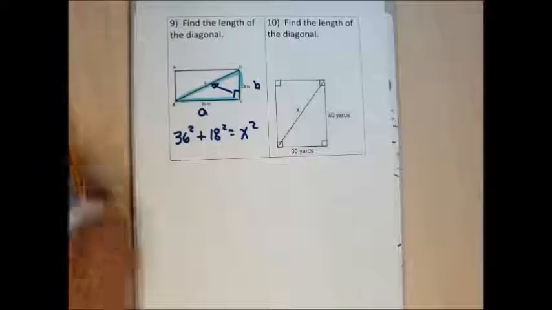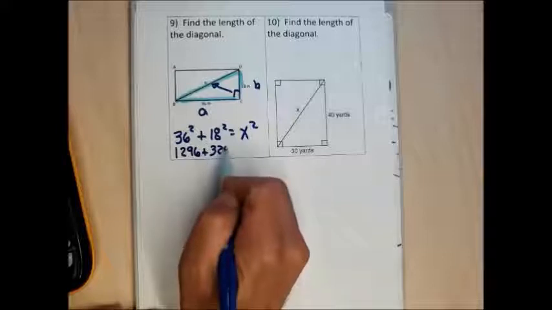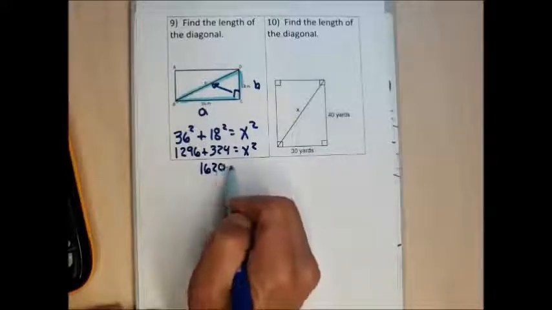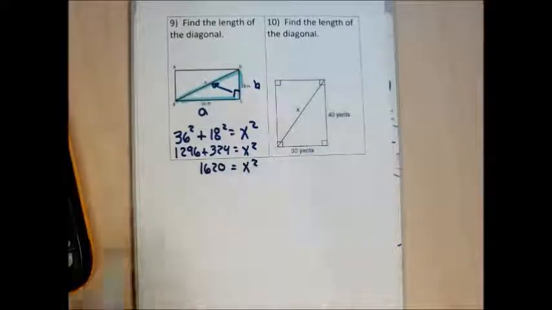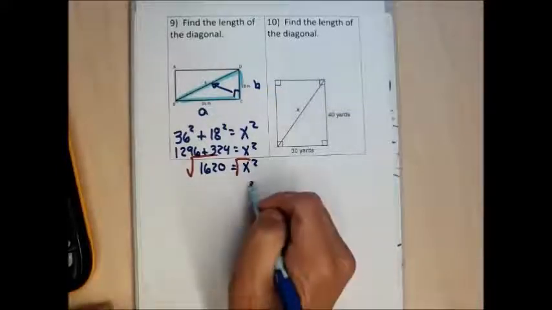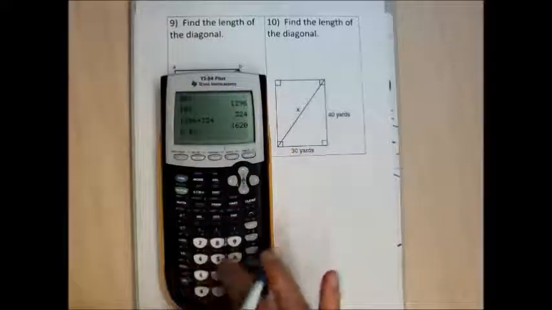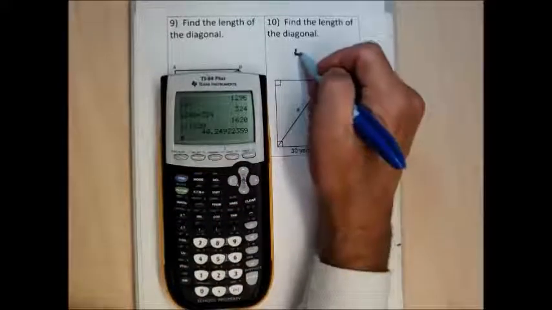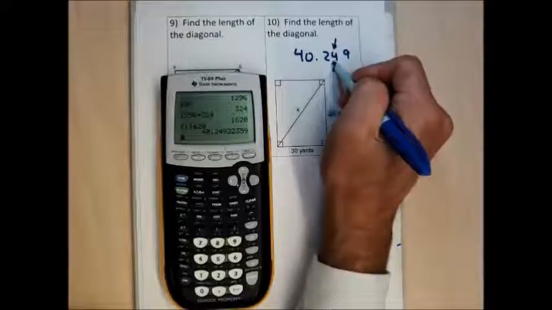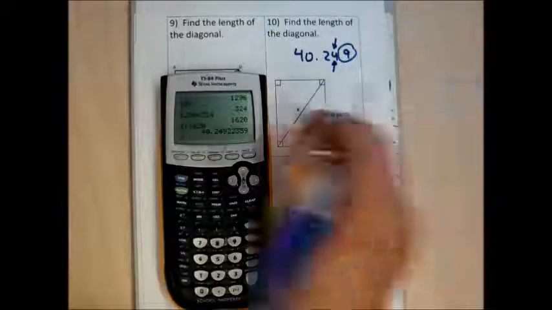Let me clean this up a little bit. So this comes out to be 1296 plus 324 equals x squared. And I just added those on my calculator, so that gave me 1620 equals x squared. And now I'm going to square root. The square root of x squared is just x. And then on the left-hand side, the square root of 1620, I see 40.249. I have to decide whether I'm leaving that 4 as a 4 or bumping it up to a 5. The number after the 4 is 5 or larger, so I'm going to round it up to 5.